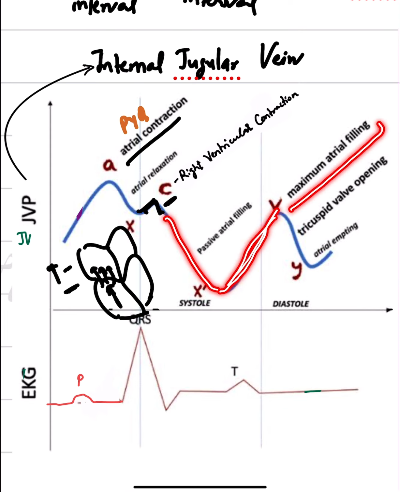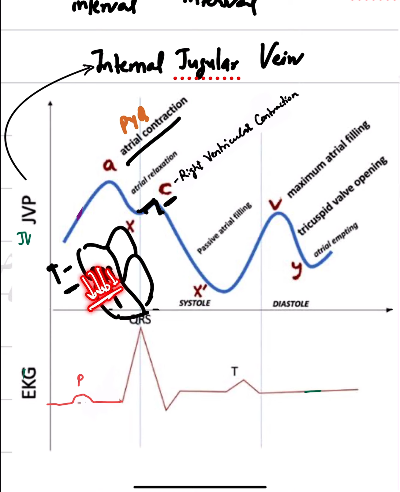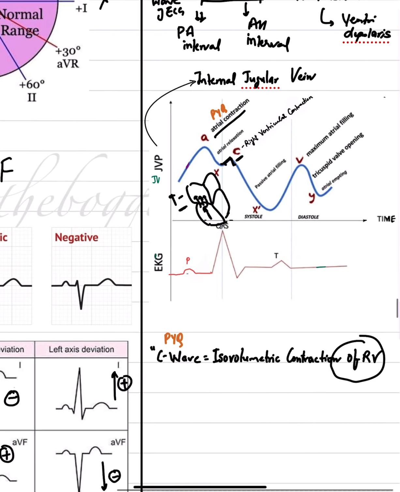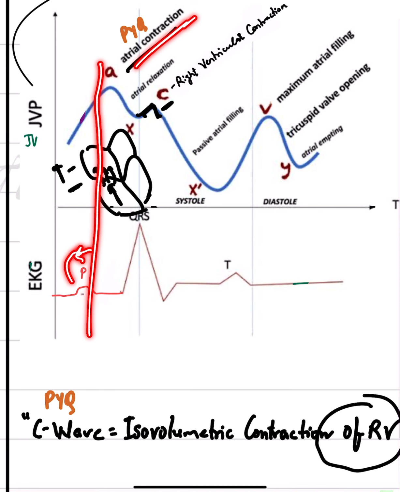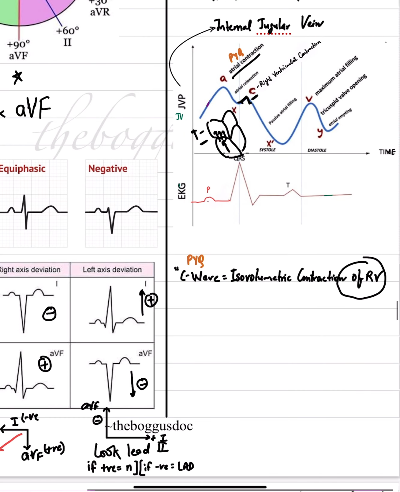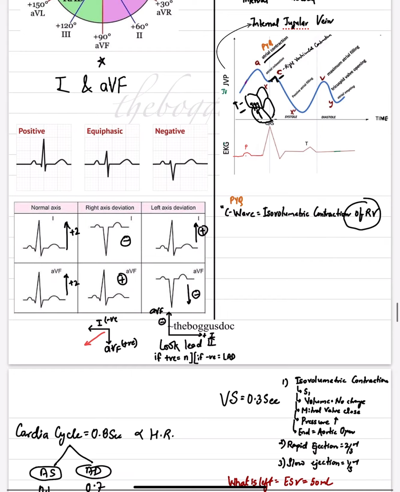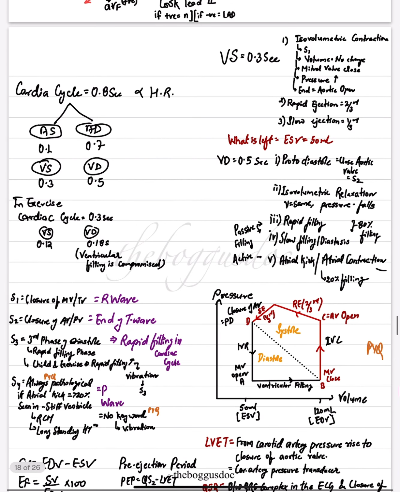This is followed by this wave, maximum atrial filling, because the heart is coming back and now the tricuspid valve is opening. After the tricuspid valve opens, the pressure drops again and atrial emptying is done. A question was asked one time that the A wave is preceded by the P wave. Actually, the P wave occurs just before the atrial contraction. This question is asked multiple times: what is the right ventricular contraction denoted by in the JVP? The C wave. I hope you understand this graph and all.